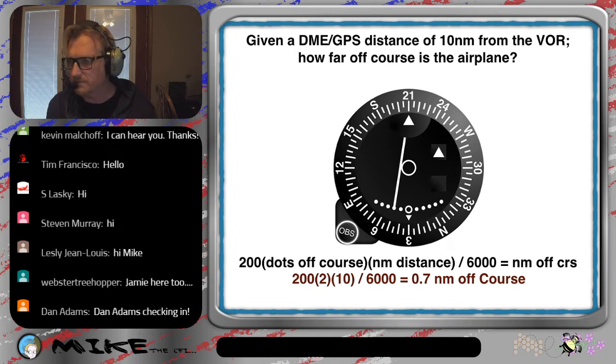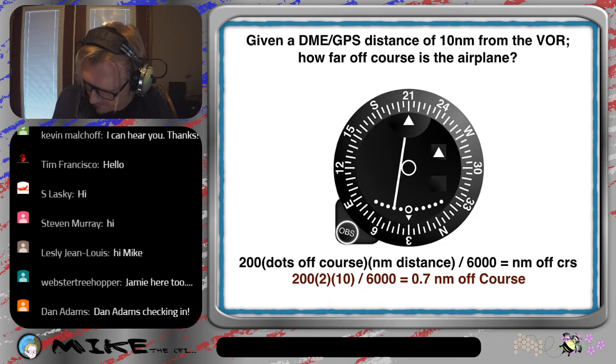Which ends up being the answer that we're looking for. So 200 feet per dot, times the number of dots off course, times the number of nautical miles off course. Now, talking about a DME distance.